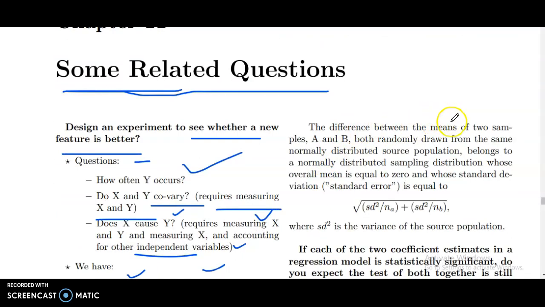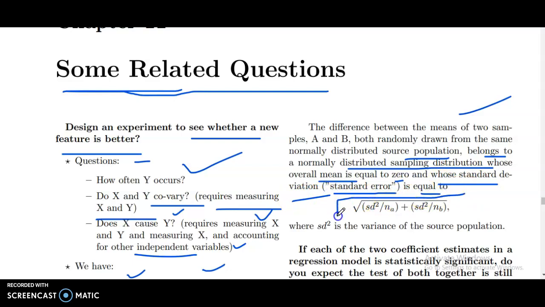The difference between the means of two samples A and B, both randomly drawn from the same normally distributed source population, belongs to a normally distributed sampling distribution whose overall mean is equal to 0 and whose standard deviation, that is the standard error, is equal to this one, where SD squared is the variance of the source population.